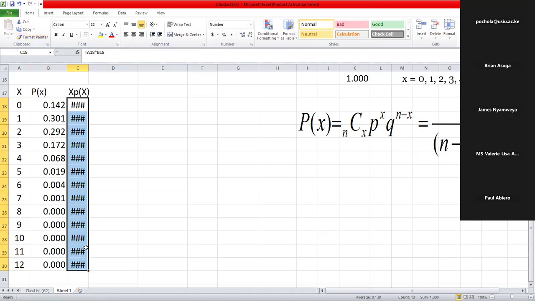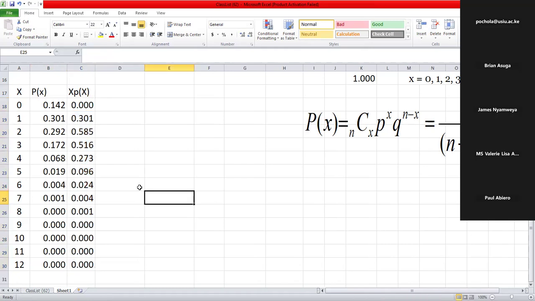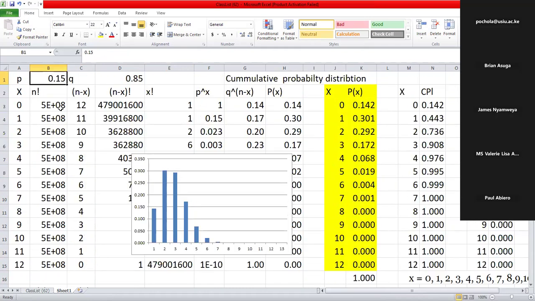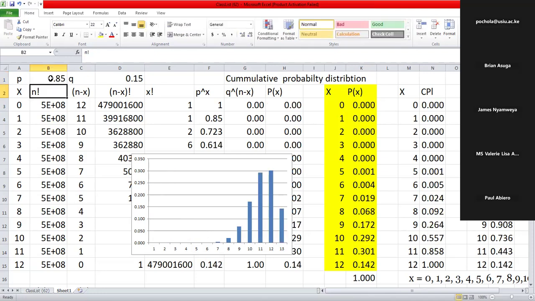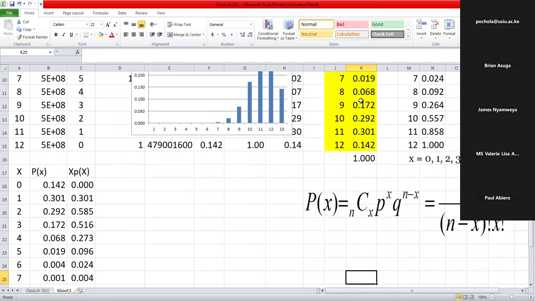Prof, your values are inverted. Your values for P of x are inverted. Ah, this one here? Oh, so I need to go back there. Why were they inverted? Ah, because you changed to P. Don't worry, so that you have the same thing, let me just change to 0.85. I think that's what I want. You want 0.85, isn't it? Now you're okay. Now what I have here is the same thing you have.